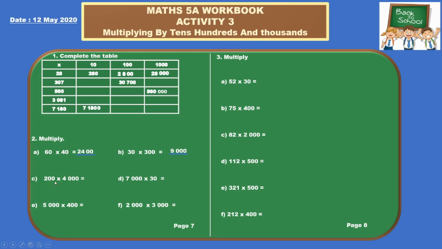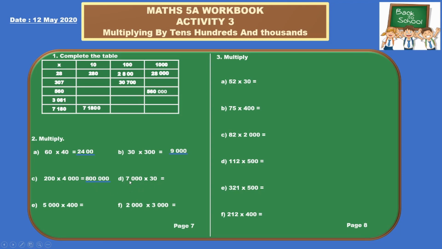Next, 200 times 4,000. So multiply 2 times 4. 2 times 4 is 8. Then count how many zeros? 1, 2, 3, 4, 5. So tag 5 zeros here. Then after tagging, please arrange the number of digits. So the answer will be 800,000. Then underline in blue color.